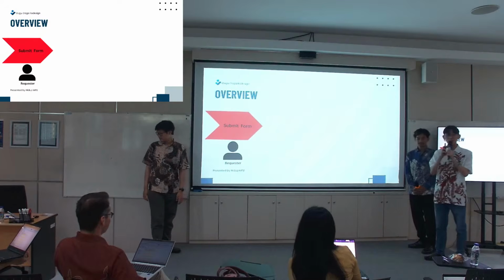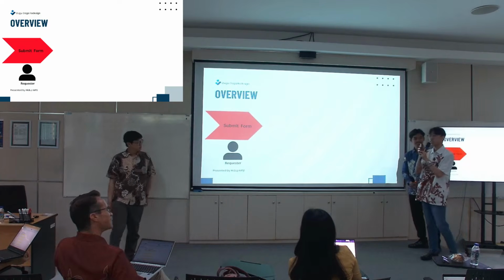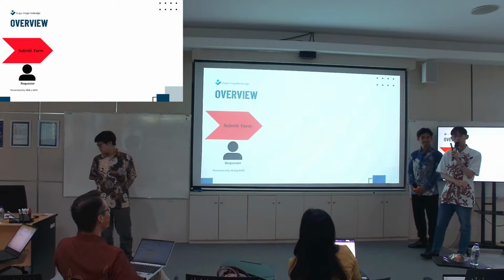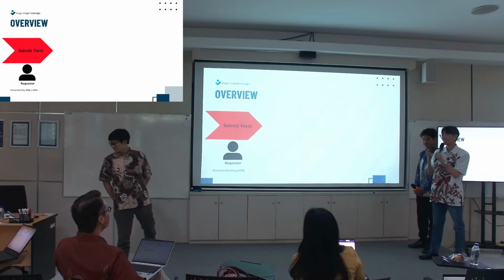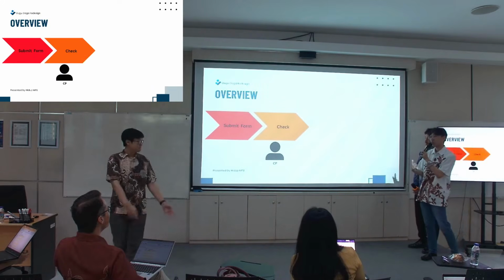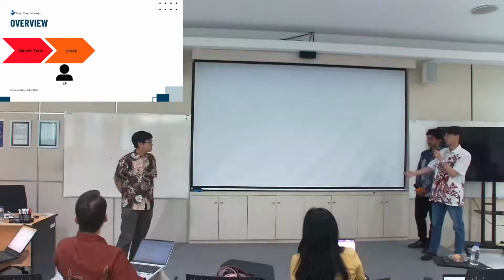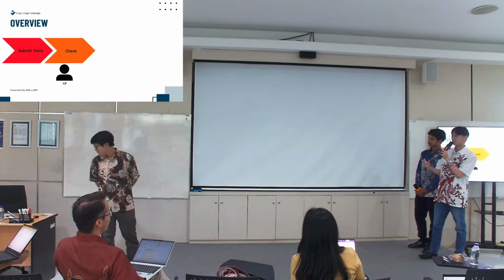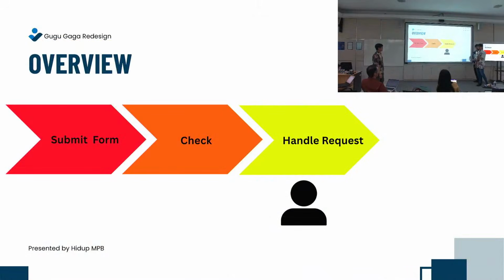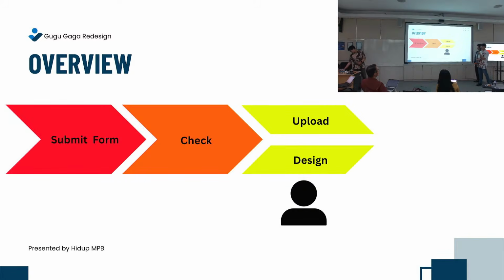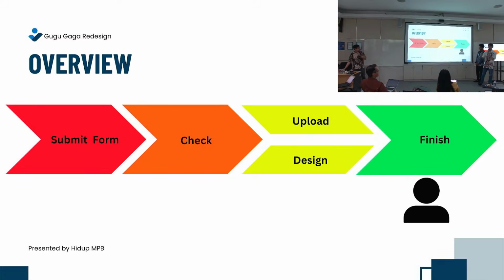Okay, so our case is mainly divided into 3 parts. The first one, the requester is going to submit a form, followed by the contact person that will check whether the form fulfills the requirement or not. After it is confirmed by the contact person, we will start to handle this request. The request could be divided into 2 types, either to publish new content or to create a new design. We could mark this process as finished only if we satisfy the customers.